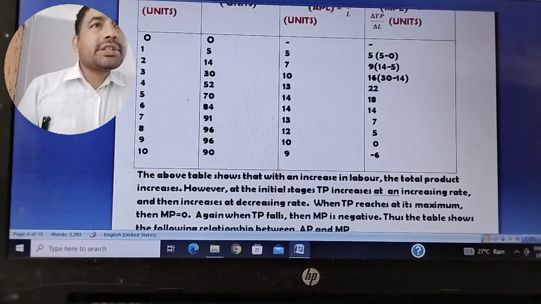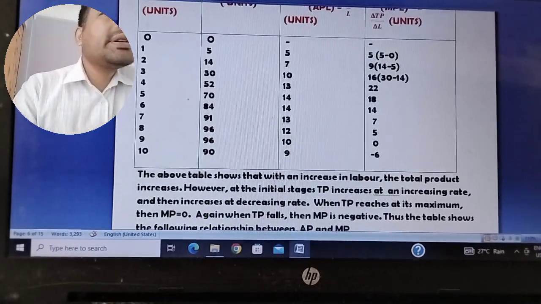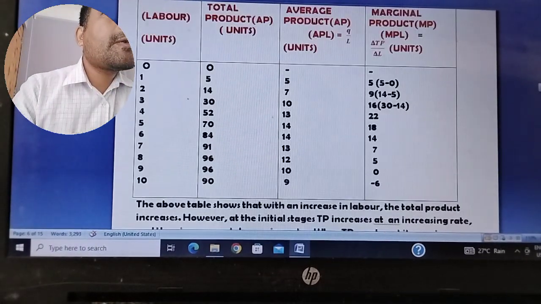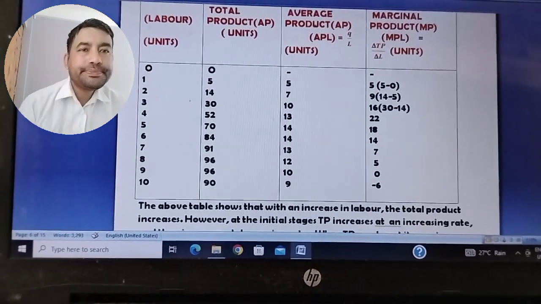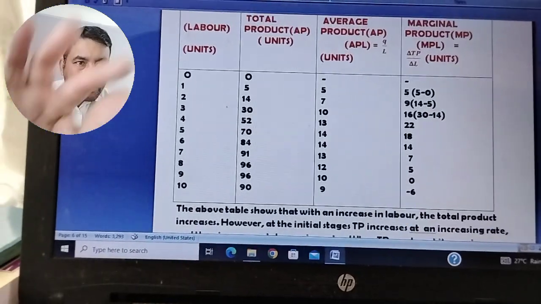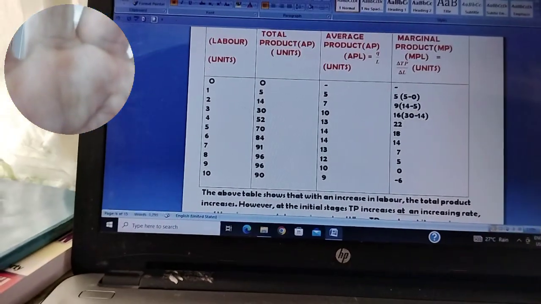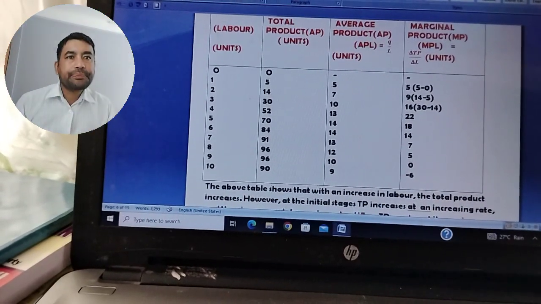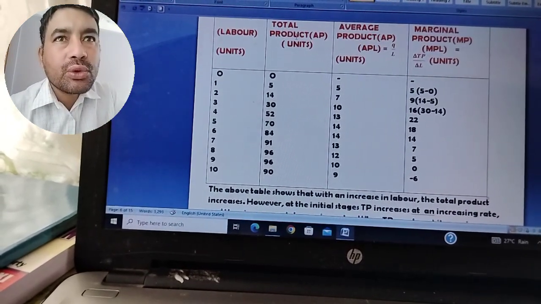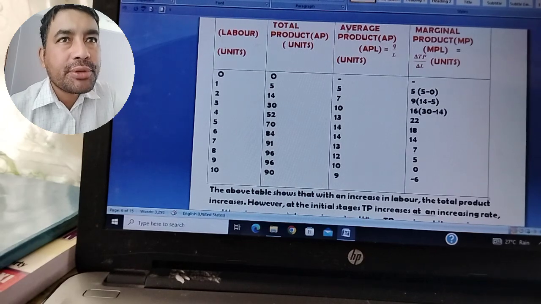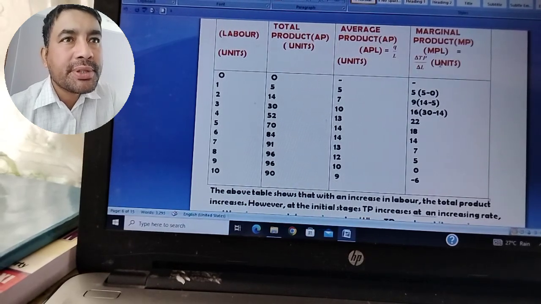So I'm doing this much. Okay, this is the absolute position. So I want to reduce the zoom. Here you have labor expressed in units, then total product expressed in units, then average product expressed in units, then marginal product expressed in units.